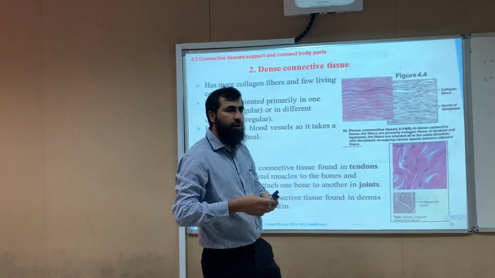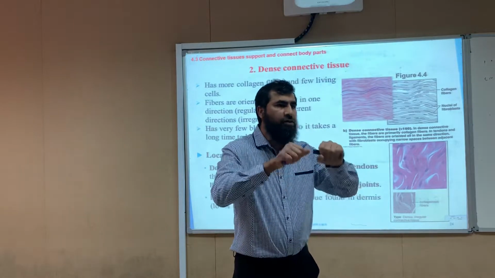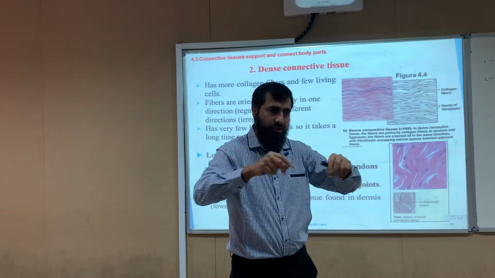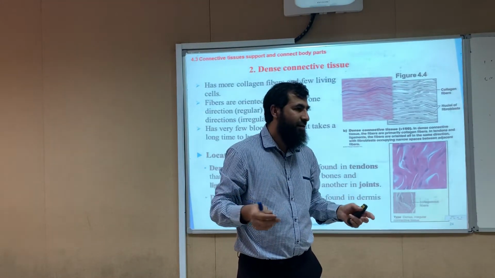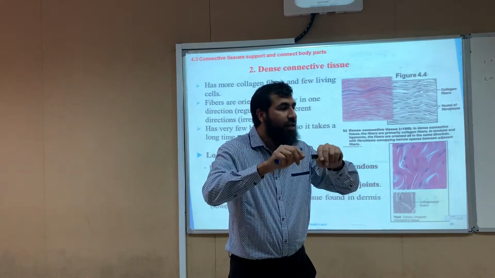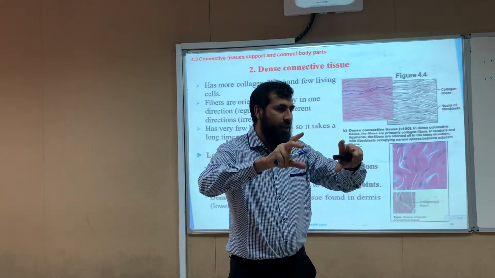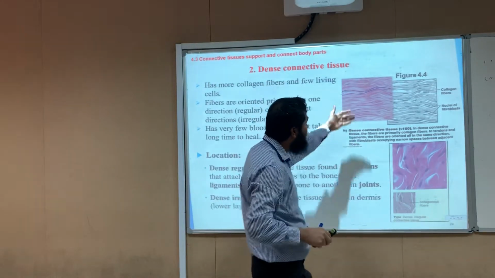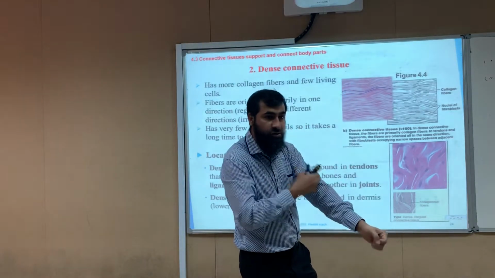I'll give you an example, okay? If you get a string, you know what a string is? One string, and you try to pull it, does it break? Yes. You use it for sewing. If you get one string and you pull it, it'll break, correct? Get 100 of them and put them together and try to pull. Will it break? No. So this is what's happening here. These fibers are arranged densely like that to give the tendon strength.